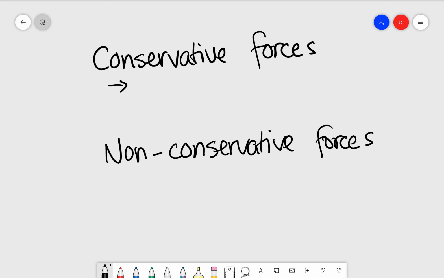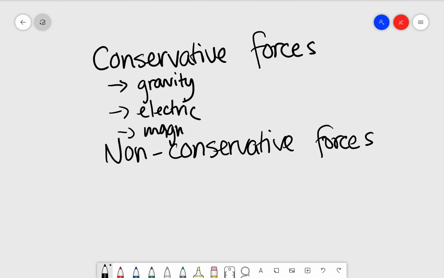So conservative forces are things like gravity, electric force, magnetic force, even nuclear force, or elastic force, although elastic needs a bit of an asterisk. There's something a little more complicated about that we don't need to worry about right now.